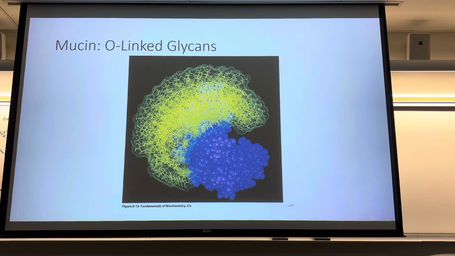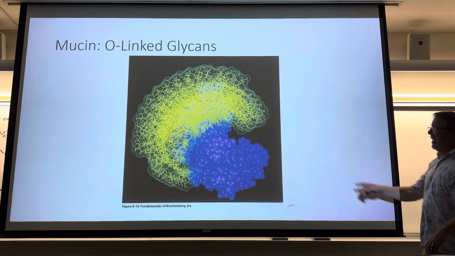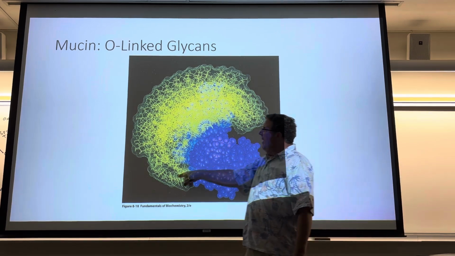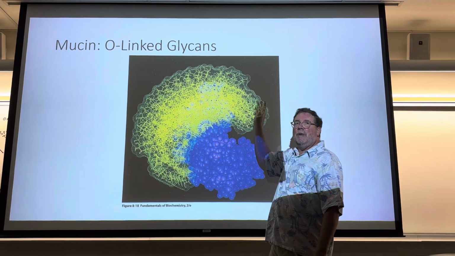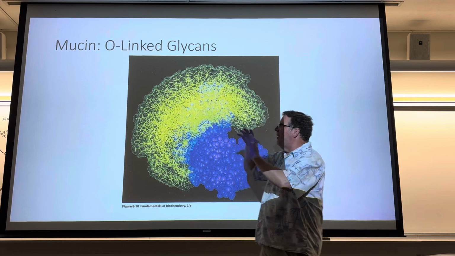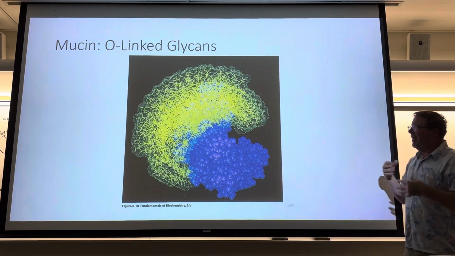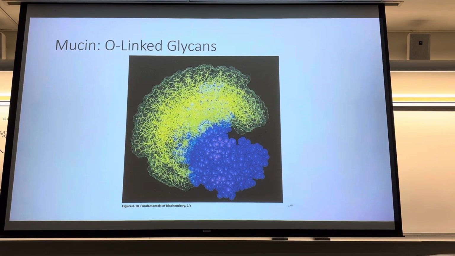Okay, this is the mucin, the one in your spit, basically. Here's the polypeptide component, and it has this great big collection of sugar residues on there. Those sugar residues interact with water a lot, and that gives spit its sliminess.